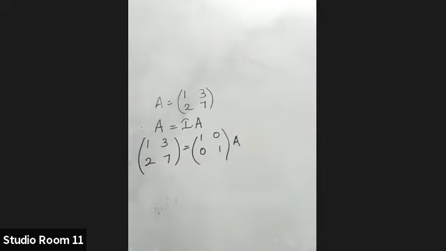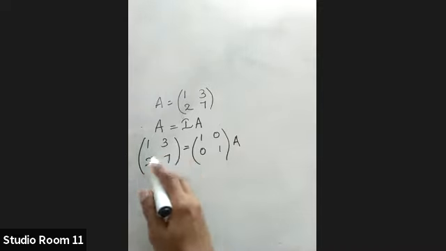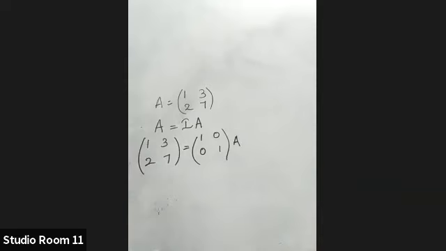Up to this, is it okay, children? We are writing A is equal to IA. A is the matrix 1, 3, 2, 7. I is 1, 0, 0, 1 into A. Now, what is our aim? In this place of A, we should get I. We should make this matrix A into I. So I means, what is the format we need? 1, 0, 0, 1, isn't it?